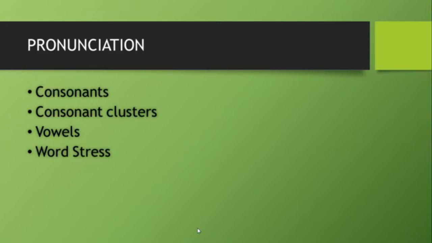vowels, word stress. Now, for many of you, these words might sound alien. Consonants and vowels you may have heard, but consonant clusters, word stress, what are these? Let me disclose to you that these four magical content slices will make a difference to the way you are going to get scores in your read aloud question type.